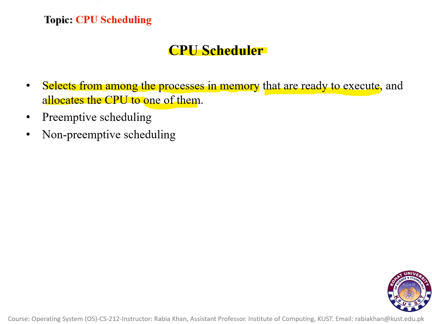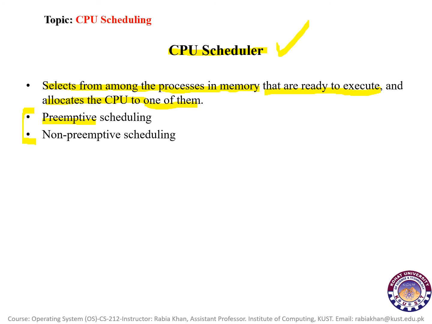Now there are 2 types of scheduling. This CPU scheduler performs 2 types of scheduling activities. One type is known as preemptive scheduling. In preemptive scheduling, a currently executing process is stopped. That means if a process is executing on CPU and the CPU scheduler is following preemptive scheduling, it will stop that running process and assign another process to CPU. That is known as interruption. It would interrupt the running process, take the CPU from it and assign it to some other process.